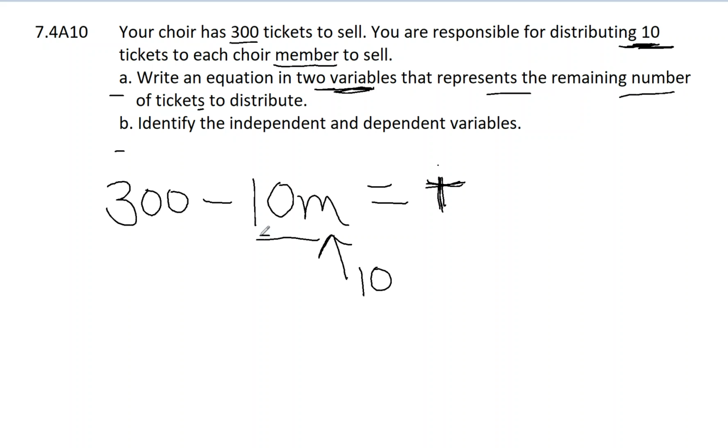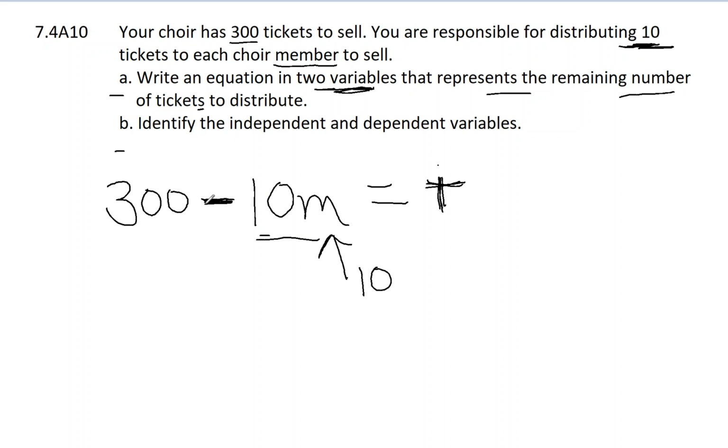This problem really doesn't make sense if we have more than 30 members of the choir, because 10 times 30 is 300. 300 minus 300 is going to be 0. So anything over 30 members is not going to make sense.